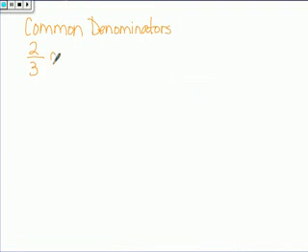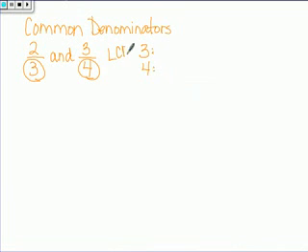Okay, boys and girls, yesterday we learned how to find common denominators for two fractions. So let's write this out, common denominators. Let's review. If you have 2/3 and 3/4, and I want to find a common denominator, remember you're going to take your two denominators, 3 and 4, and you're going to find the least common multiple.